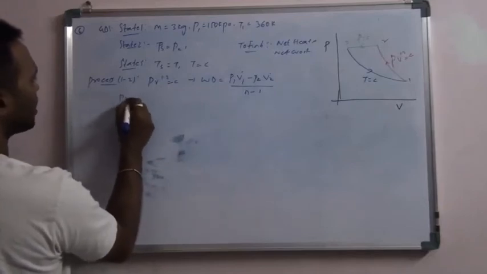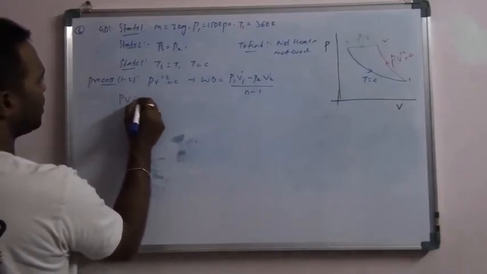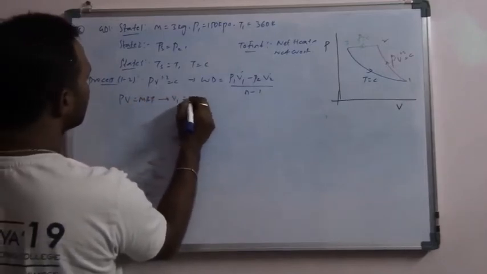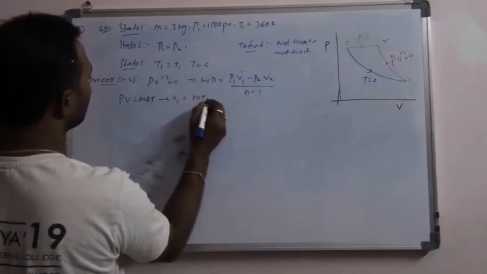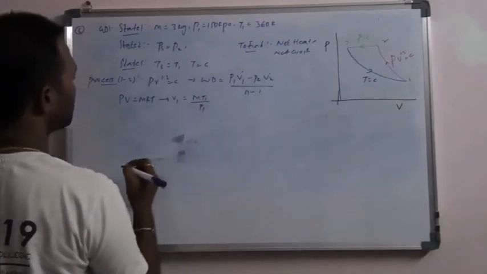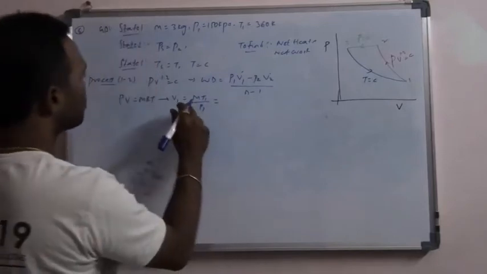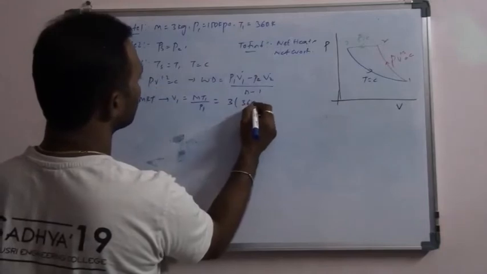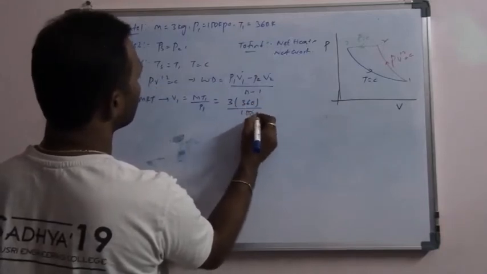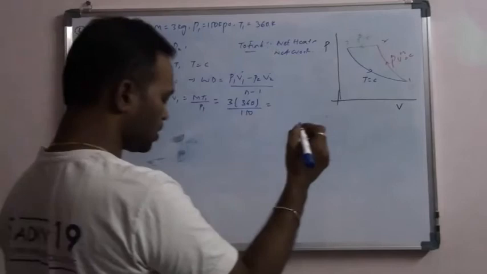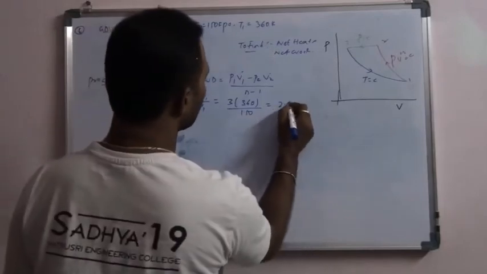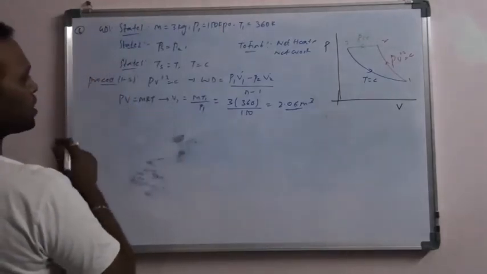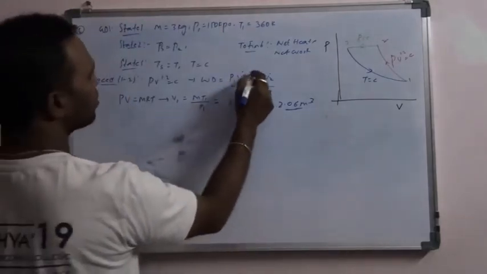So to calculate that, let us start with V1. As we know from the relation PV equals mRT, from this we can calculate V1 as m into T1 by P1. R is not given, so we are not going to consider that. So m is given as 3 kg, T1 is given as 360 Kelvin, P1 is given as 150 kPa. So finally I got the value as 2.06 meter cube. Okay, V1 is done.